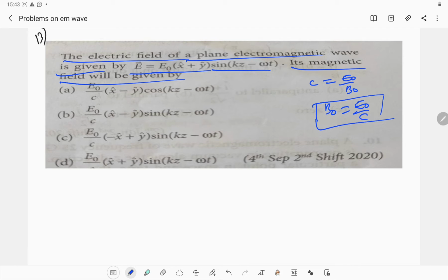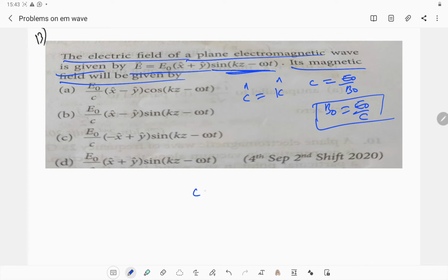According to the given equation, we have to decide the direction of wave propagation. Here, the electric field vector is sin(kz minus omega t). Therefore, the wave is traveling along the z direction. But in that z direction, is it positive or negative? Here the negative sign is given. Therefore, positive z axis. Therefore, C cap is equal to K cap.